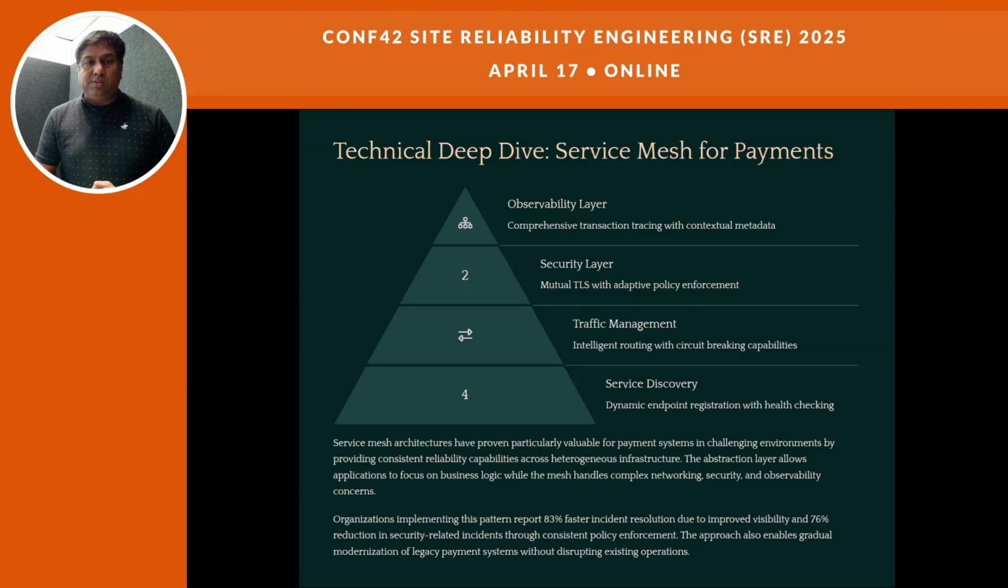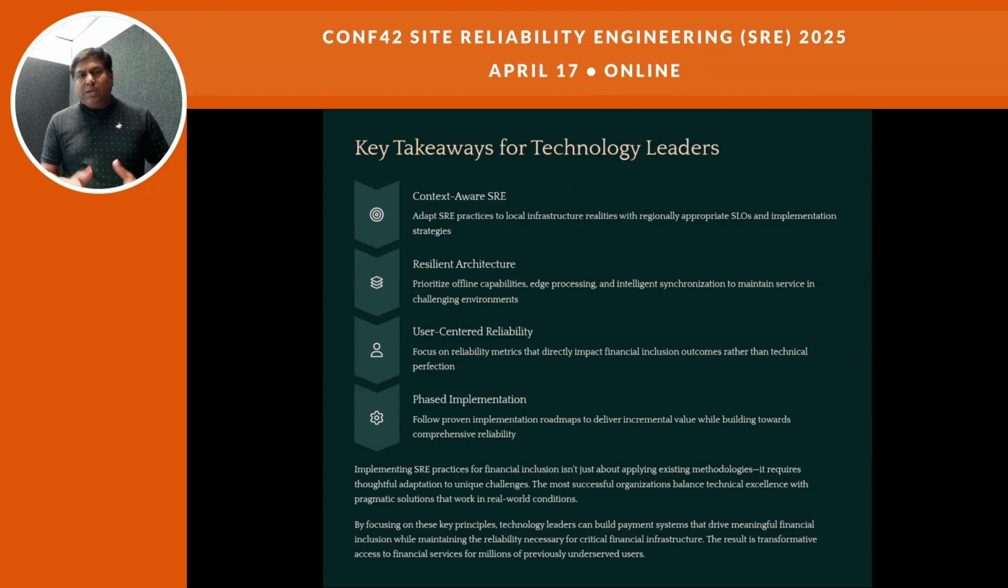Moving on, I just want to quickly wrap up with some key takeaways for tech leaders aiming to bring financial services to emerging markets. First, adapt SRE best practices to local realities. Use region specific SLOs and offline capabilities, like we were talking about, to make sure we have a fair playground for every one of us.